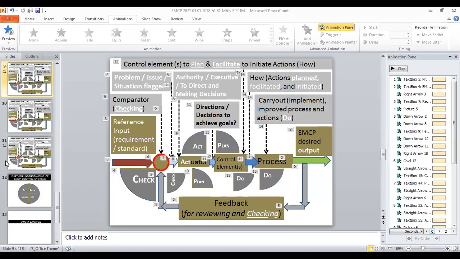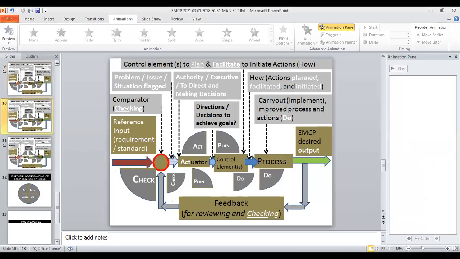So that's the situation. So you can notice that.